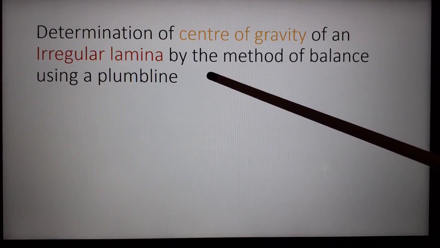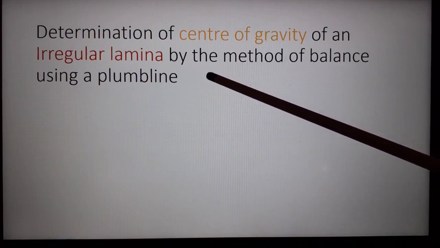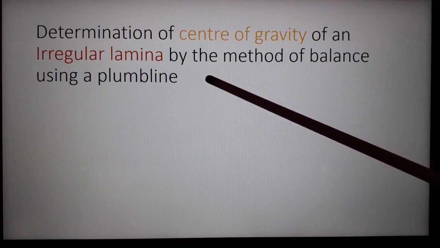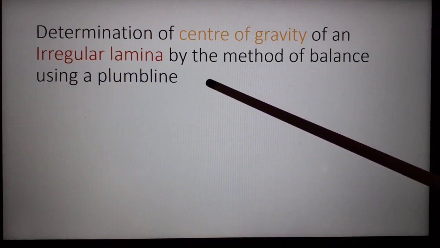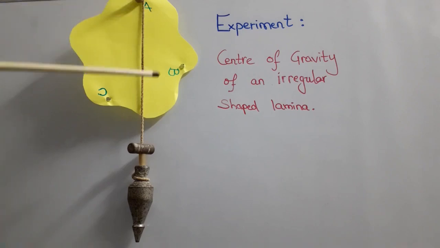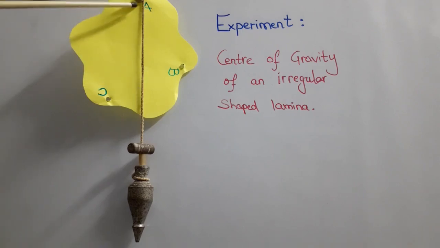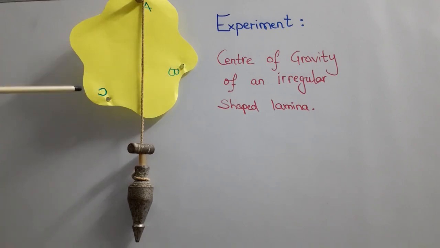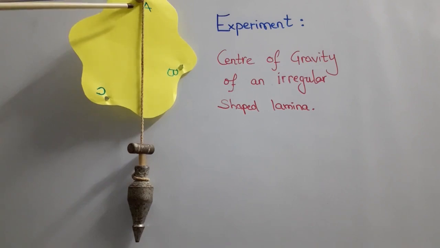Till now we have discussed only regular shaped objects, but there are so many irregular shaped objects we come across, right? So how to determine their center of gravity? Let's perform a small experiment. It's an irregular shaped surface. Now I have made 3 holes, A, B and C. Now I have suspended this lamina from hole A.